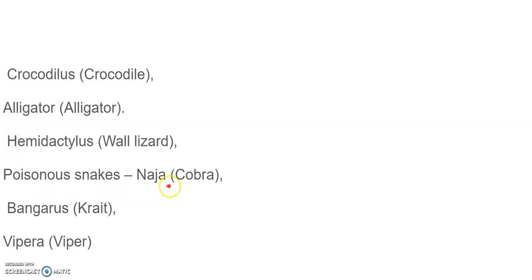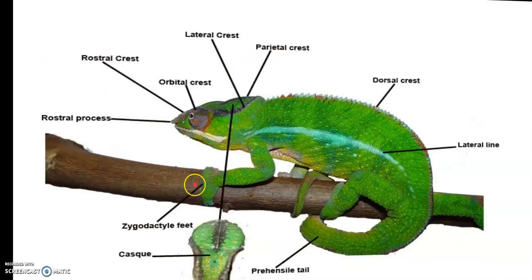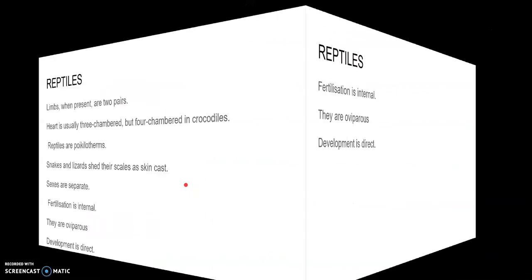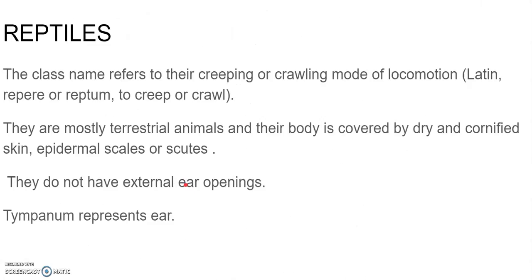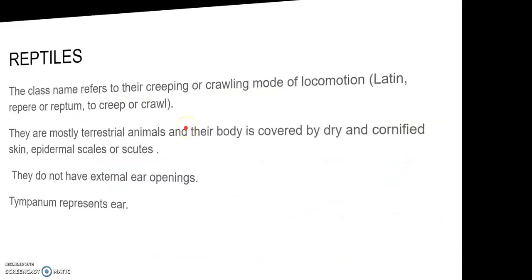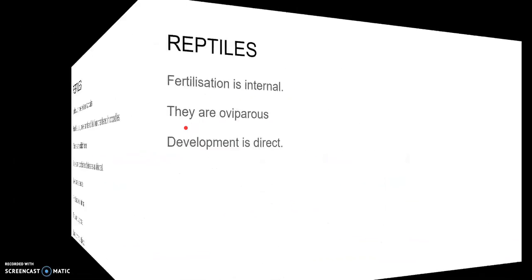Okay, poisonous snakes. Naja, cobra. You can see Naja here at the beginning. Okay, you have seen that here. This is the Naja. It is one of the poisonous snakes.